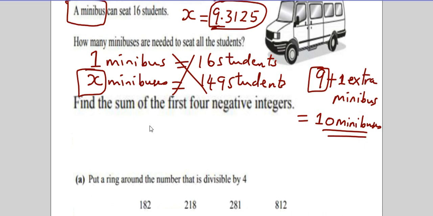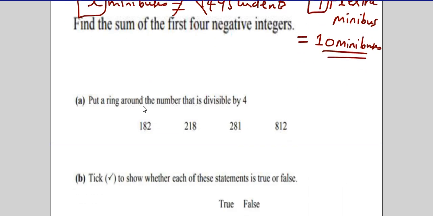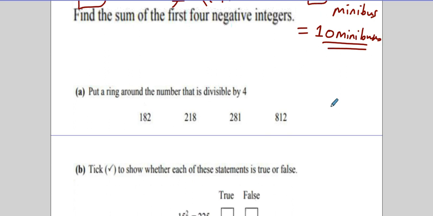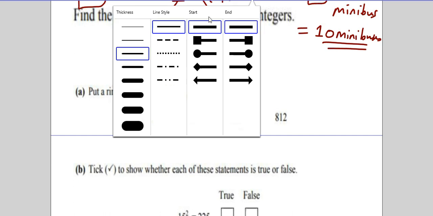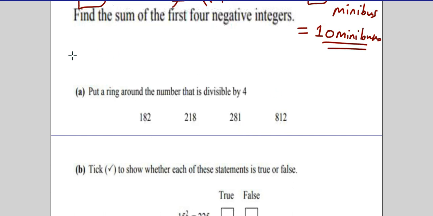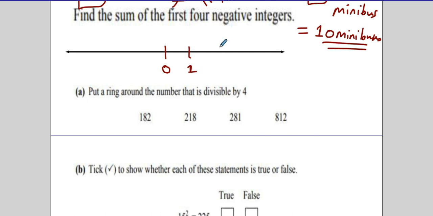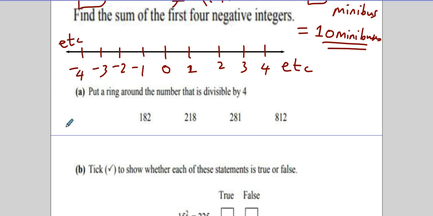Okay. Another question is here. Find the sum of the first four negative integers. Okay, negative integers. Now, if you remember, if we consider this as a number line, we can spot the integers from 0 going to the right. We have 1, 2, 3, 4, and so on. Going to the left, we have -1, -2, -3, -4, and so on.